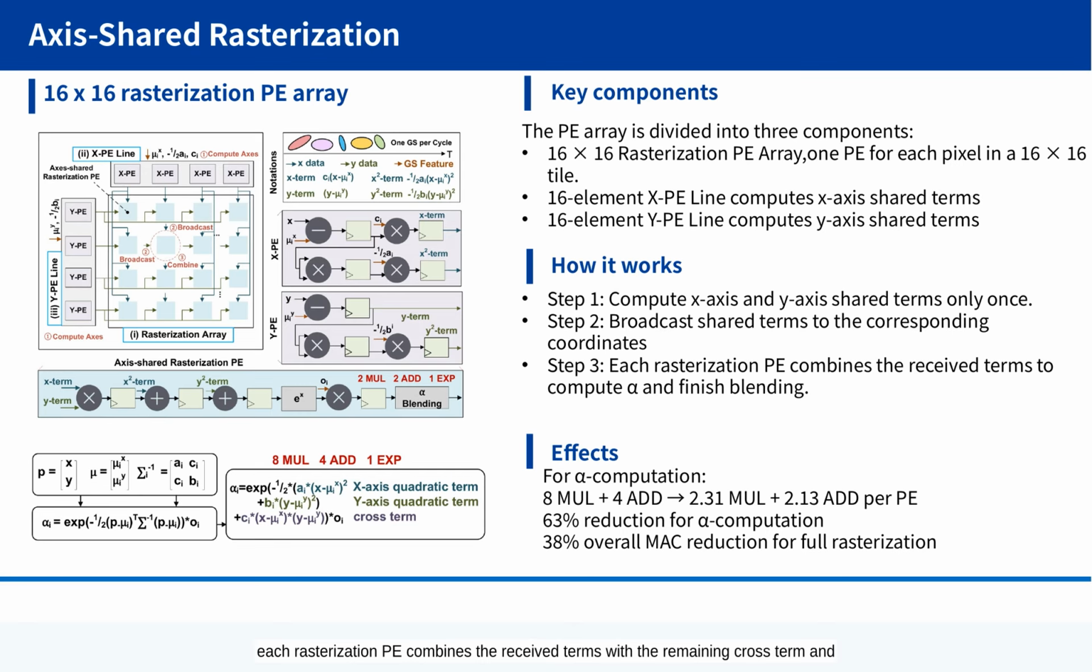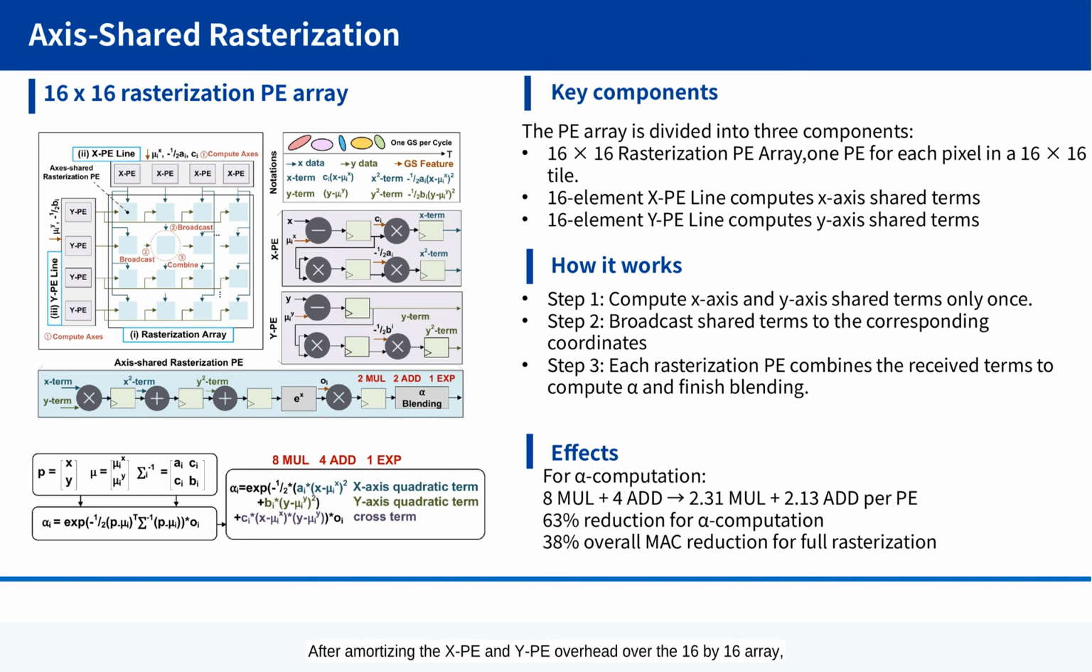Third, each rasterization PE combines the received terms with the remaining cross term and completes alpha computation and blending. In this way, each PE no longer evaluates the entire alpha expression from scratch. It only computes the part unique to its pixel after the shared axis terms have been pre-computed.